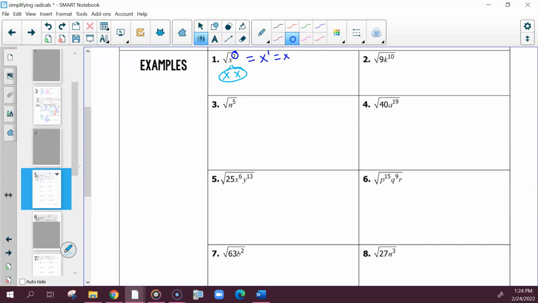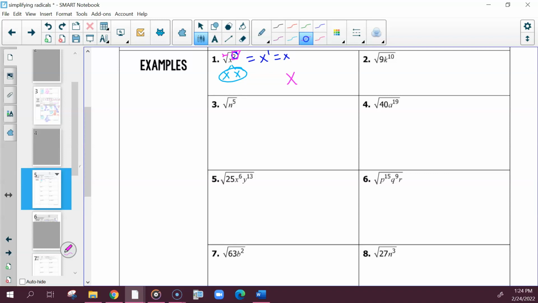You could also think about this as, think about there's an imaginary 2 inside. 2 goes into the exponent of this 2 how many times? Once. And if it's just once, then x would have an exponent of just 1.